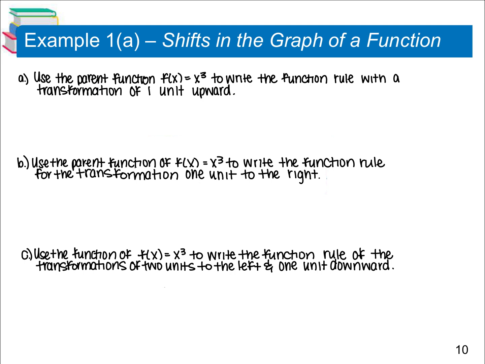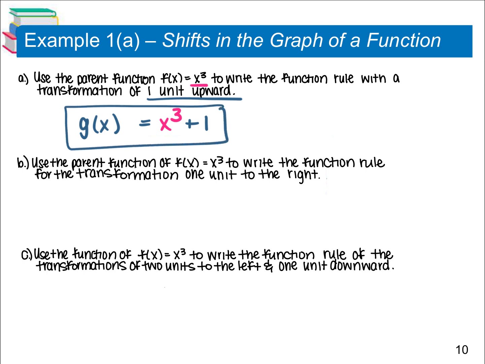Your next example, you are given the parent function and you are writing the function rule. For example, A, it tells us to use the parent function f of x is equal to x cubed to write the function rule with a transformation of 1 unit upward. So we're going to start with the x cubed. We have 1 unit up, so that means that it would go plus 1 after the parent function, which is the x cubed. This is not going to be named the same as the parent function, which is f of x, so we're going to rename it as g of x. Again, it just has to be something that's different than the f of x.